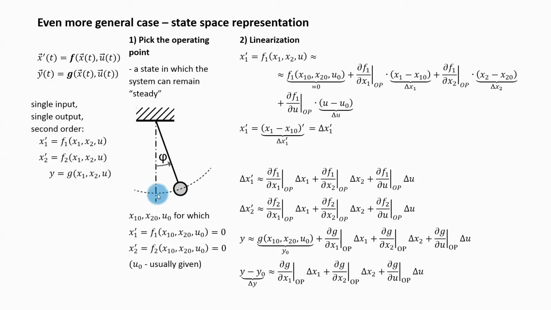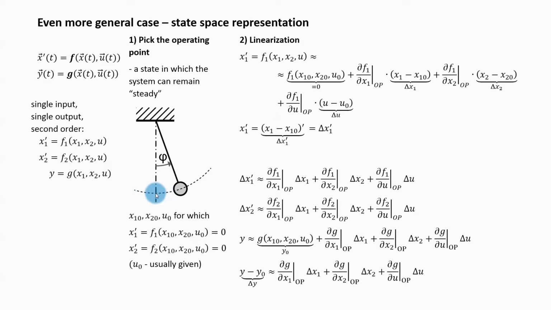So, it is best to pick the operating point at the state where the system can remain steady and it does not have a tendency to run away from this state. Then, when we introduce some small changes to the input of the system, it will transform them to some small changes at the output. And such behavior we could try to approximate by a linear system.